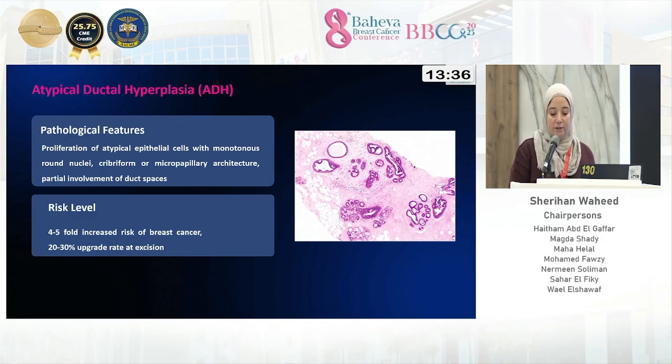Starting with atypical ductal hyperplasia, this is the classical B3 lesion. The imaging, especially calcifications, is the reason for the biopsy. There is no reliable way to distinguish ADH from DCIS on imaging, which is why excision is mandatory when the core needle biopsy shows ADH.